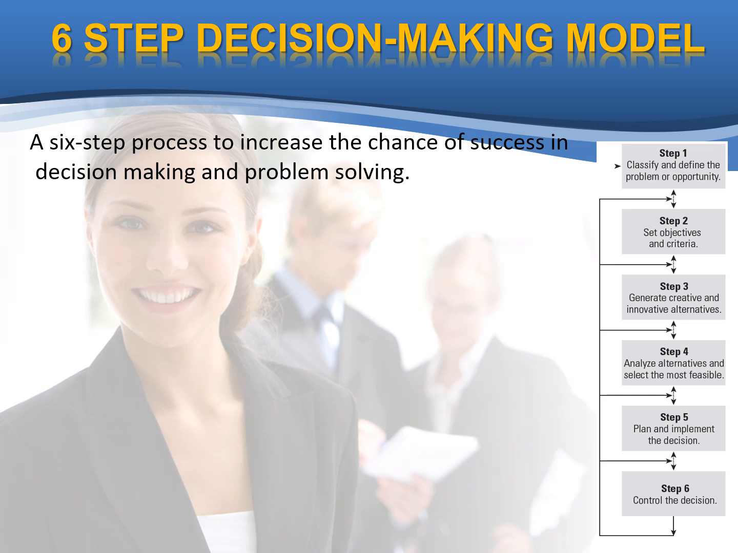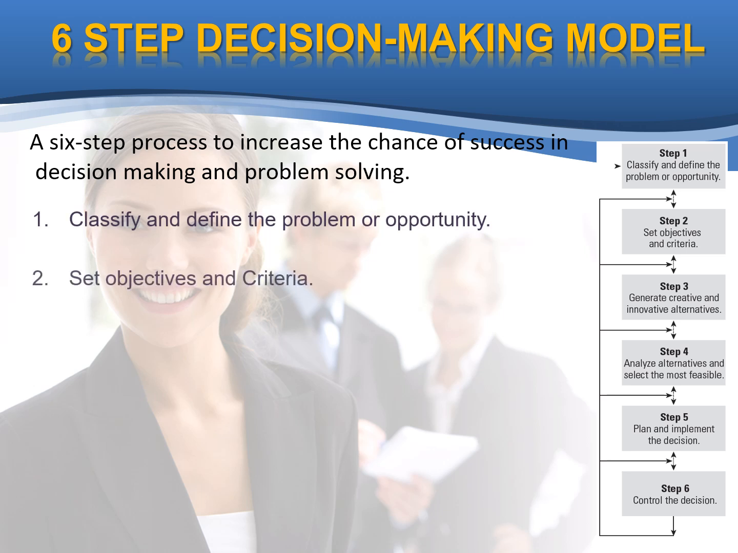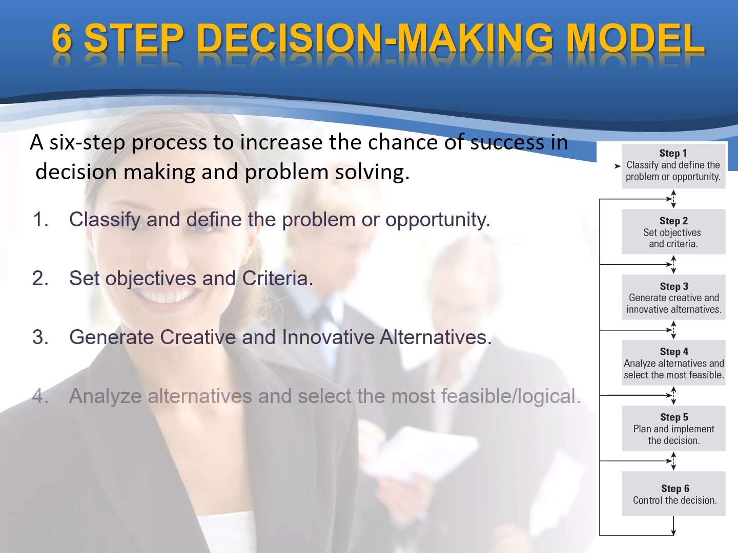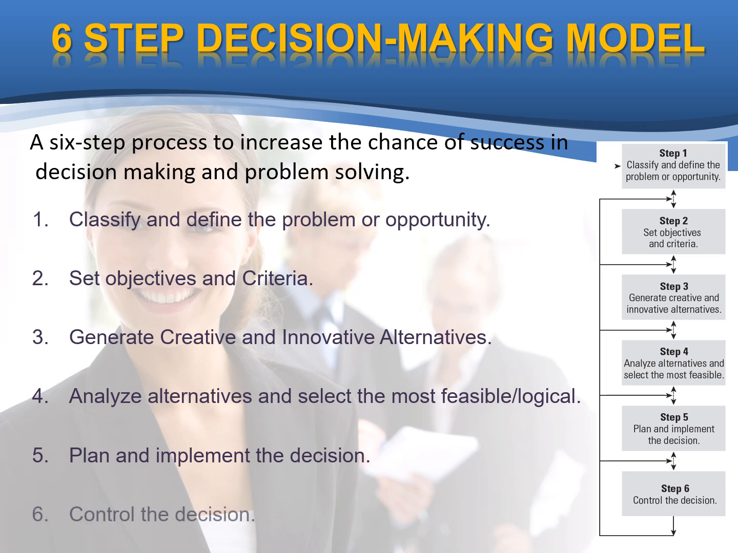It's usually a 6-step process to increase the chance of success in decision making and problem solving. First of all, classify and define the problem or opportunity. Set the objectives and criteria. Generate some creative and innovative alternatives. Analyze those alternatives and select the one most logical or feasible. Plan and implement the decision, and then control the decision. And if you need to go back to the planning stage to start over, that's typical.